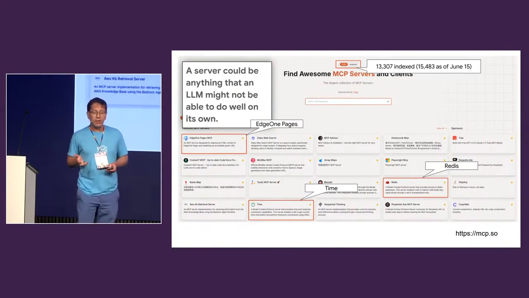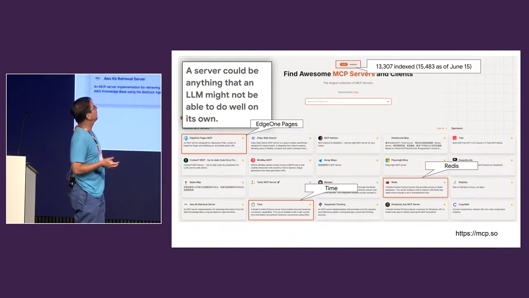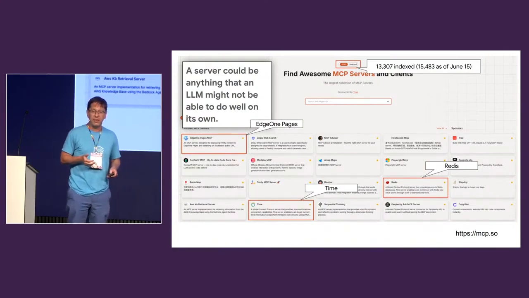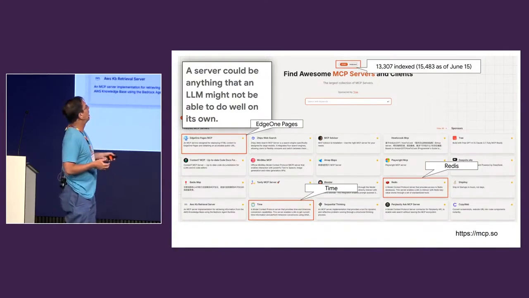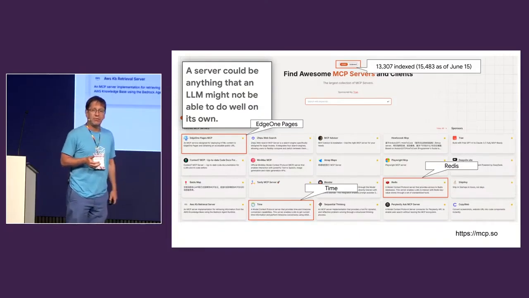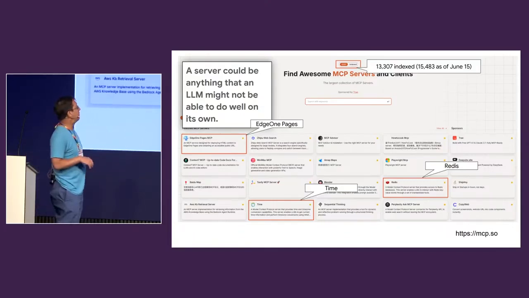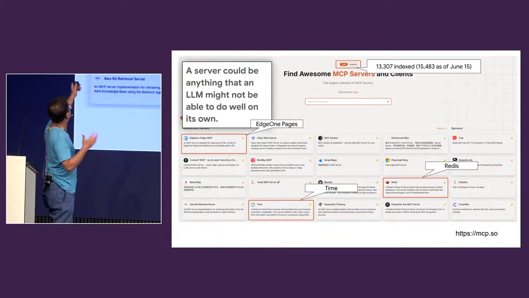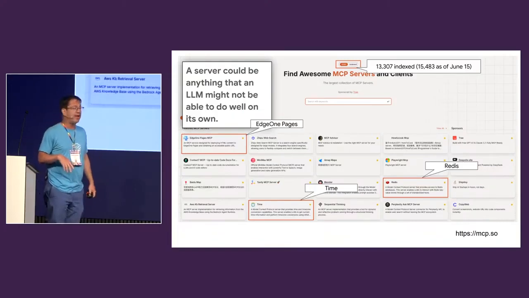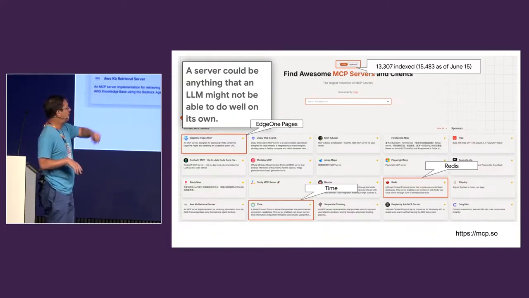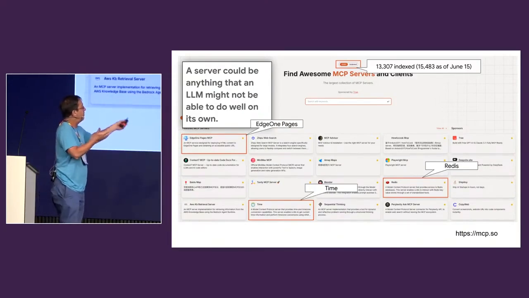There's a lot of servers out there already. 3 or 4 weeks ago, when I first gave this talk internally, there were 13,307 on this particular website, which I found by Googling and taking the first result. It's called mcp.so. And now, 2 days ago or so, there's 15,483 servers, just on this little aggregation site of servers. And the servers, people can do anything. You can serve up Edge 1 pages for some product named Edge 1 that I've never heard of. I mentioned Redis. You can serve up Redis. You can ask for the time. There's tons of stuff.